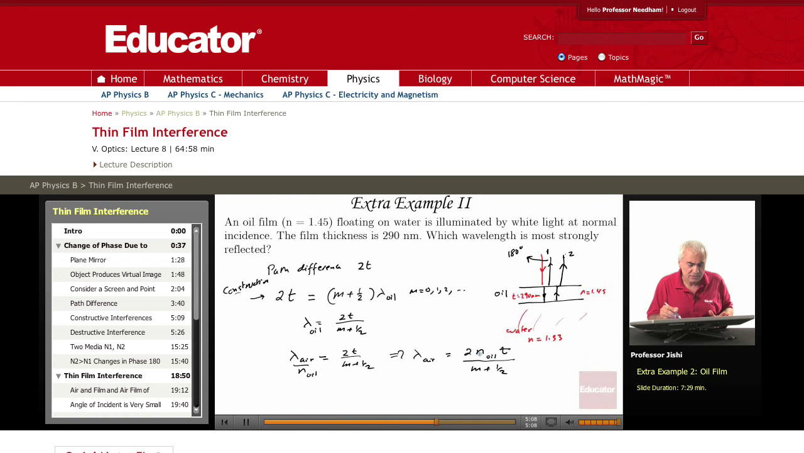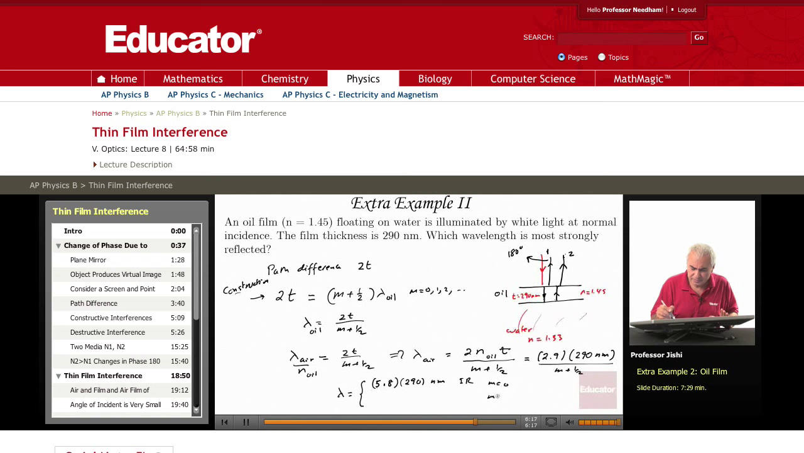So n is 1.45. So this is 2 times 1.45, which is 2.9, times the thickness, which is 290 nanometers, over m plus half. Now, if m is 0, lambda equals 2.9 times 290 over half. So this is 5.8 times 290 nanometers. This gives us about 1,600 or so nanometers, which is infrared. That wavelength is infrared.